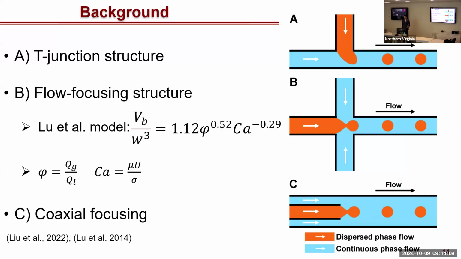We decided to go with the model developed by Liu 2014, excuse me, which relates the volumetric flow rate ratio and the capillary number, another dimensionless number, to the volume of the bubbles produced by the microfluidic channels divided by the width of those channels, assuming that those channels are square.